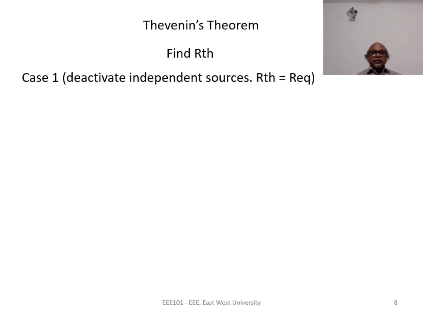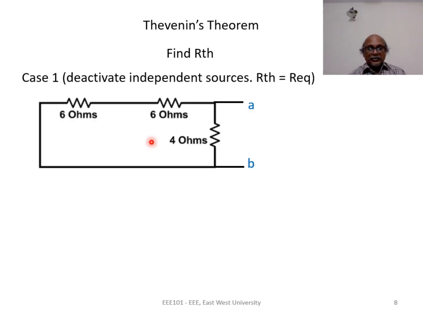If we deactivate the independent sources, this is the circuit we get. The independent current source is replaced by an open circuit. The independent voltage source is replaced by a short circuit. And our interest is between node A and node B. So RTH is equal to the equivalent resistance between node A and node B.